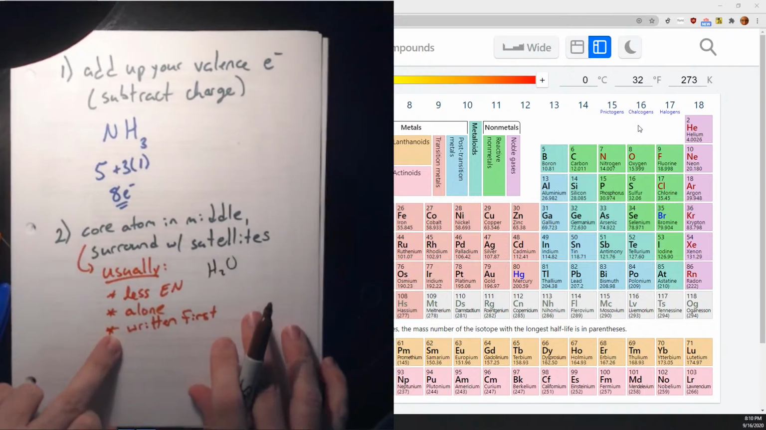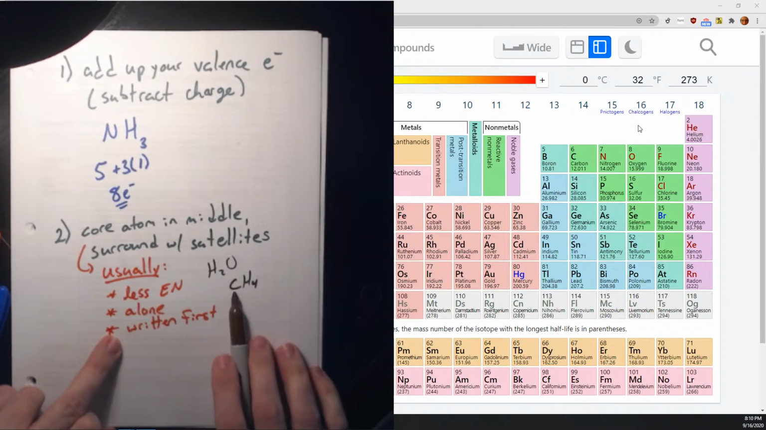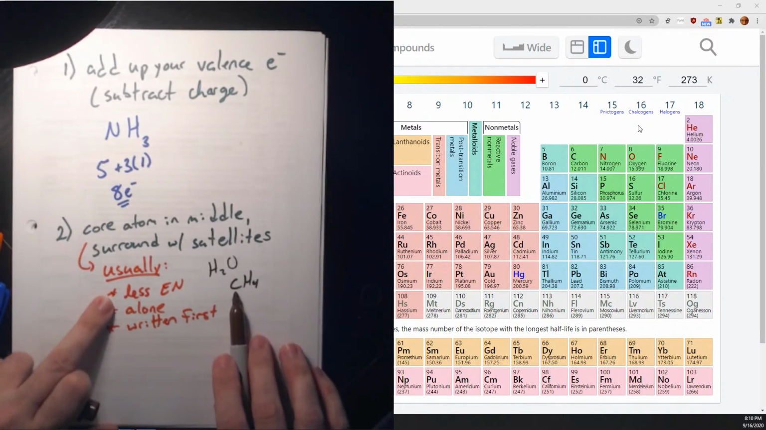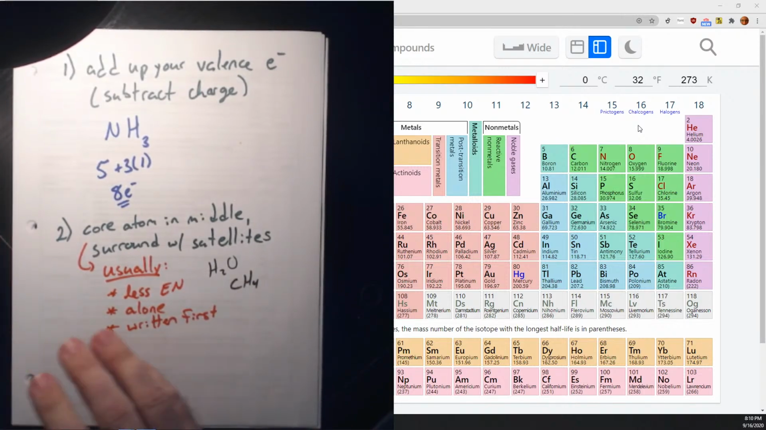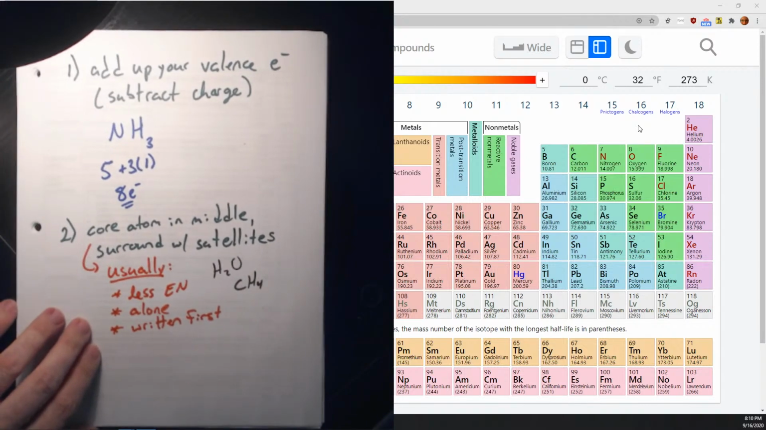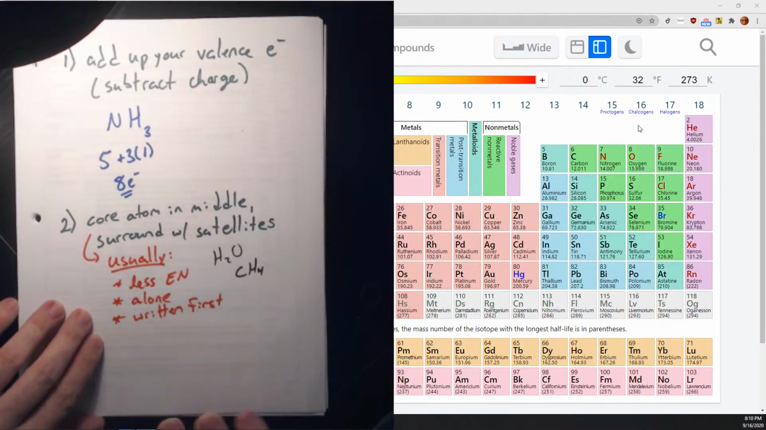Then we come to, say, methane, CH4. Carbon is alone, and it's written first. Is it less electronegative? No, it's about the same electronegativity. So these rules are just sort of guidelines. But being alone is a good rule of thumb. But even that can be broken, as we'll discover when I talk about formal charge.